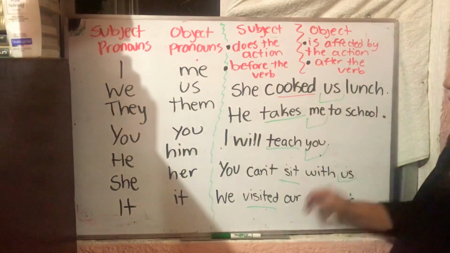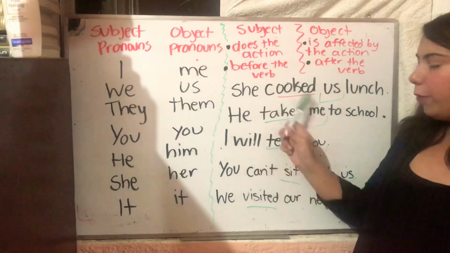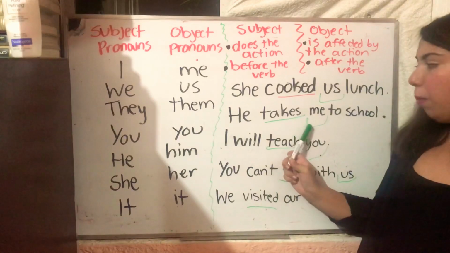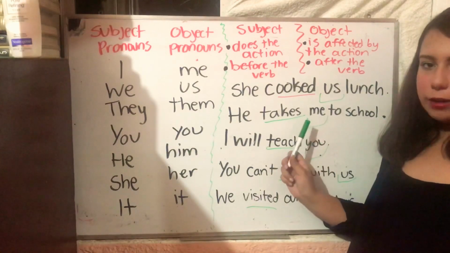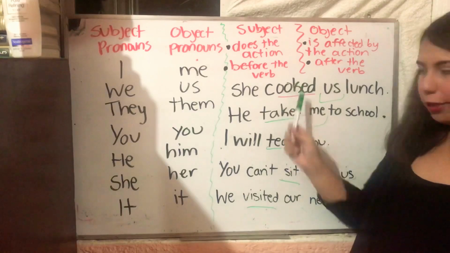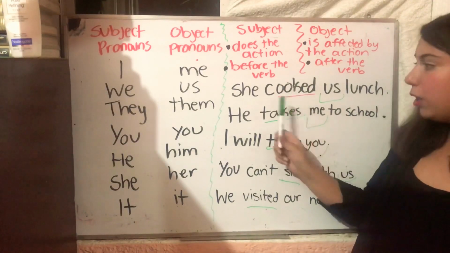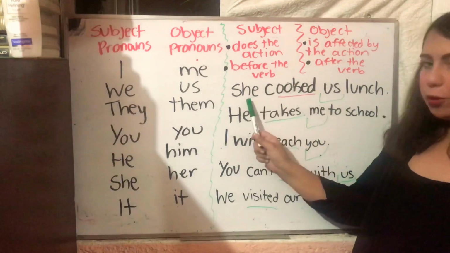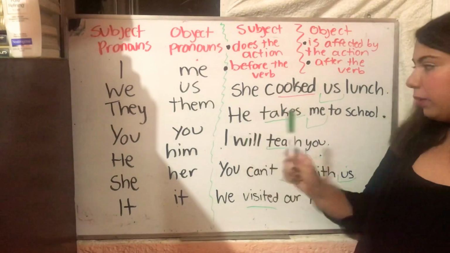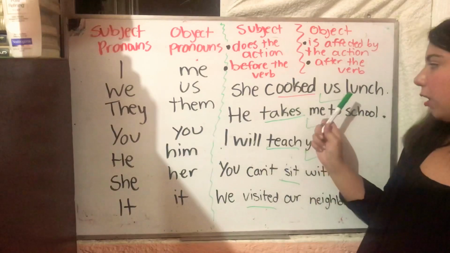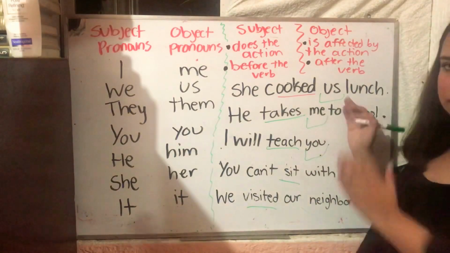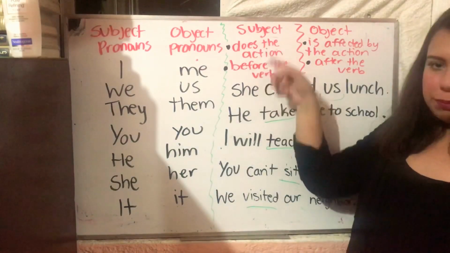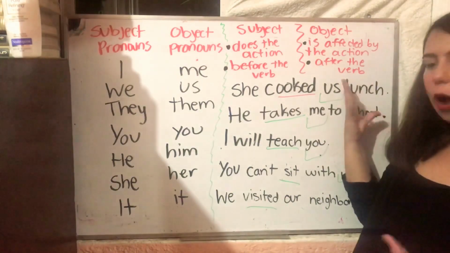He takes me to school. The verb is takes. The person who did it is he, and the object is me. Something else that is very important: subject pronouns come before verbs. The subject pronouns she and he are before the verb, and the object pronouns us and me are after the verb. So before the verb is the subject pronoun, and after it is the object pronoun.